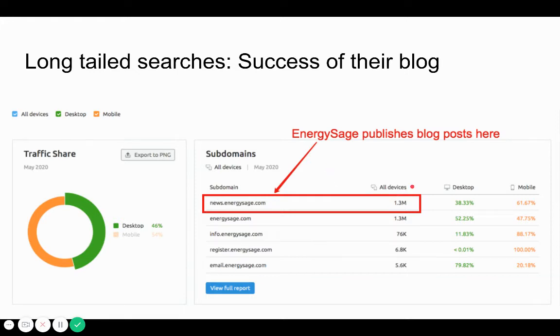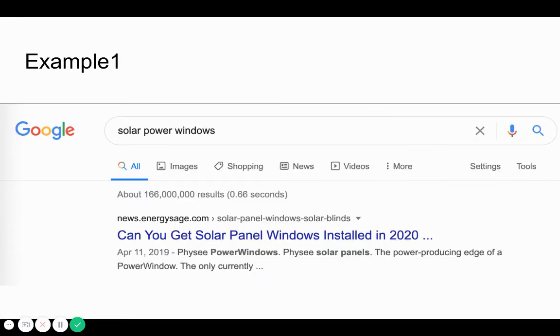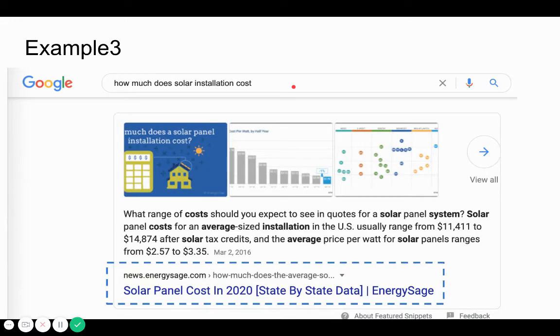Oh no, so that's not organic. So it's organic for free. This is the same, I don't know why. An example of good long tail searches. This is considered long tail searches: solar power window, or like cost of solar power window. And example 2, how much does a Tesla battery wall cost, right? So this is another example. Example 3, another one.